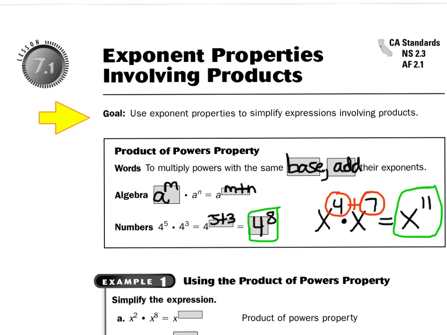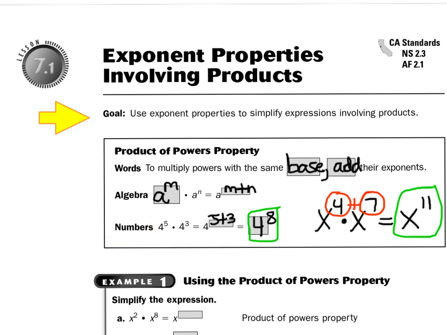Hello, you guys. Let's talk about Chapter 7, Exponent Properties Involving Products. So take a look here. In words, to multiply powers with the same base, add their exponents. So let's say I had a to the m power times a to the n power. When the bases match, I copy the base, copy the a, and then you just add the exponents. So that would be m plus n.